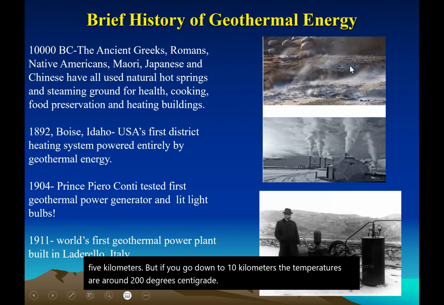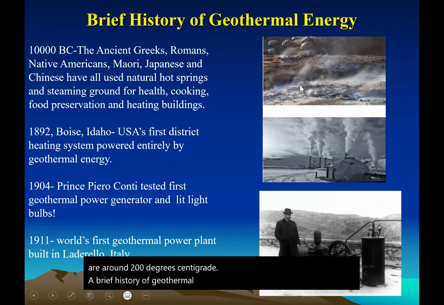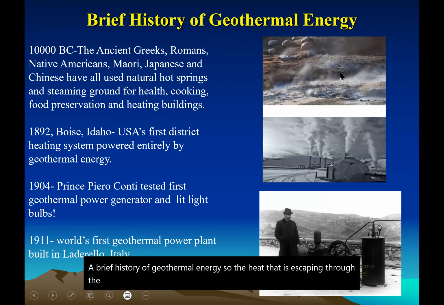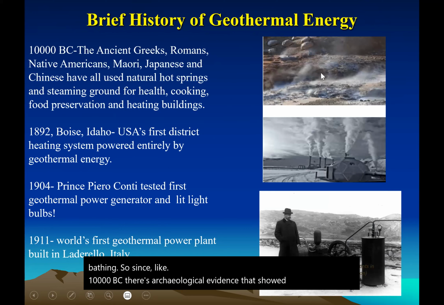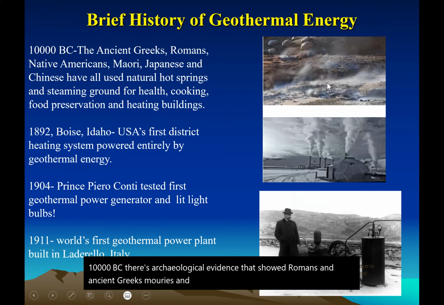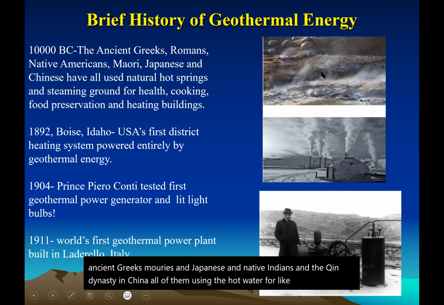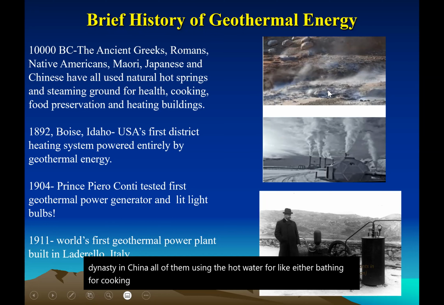A brief history of geothermal energy. The heat that is escaping through the cracks and fissures on the Earth's crust was directly used for bathing. Since like 10,000 BC, there's archaeological evidence that showed Romans and ancient Greeks, Maoris and Japanese and native Indians, and like the Qin dynasty in China, all of them using the hot water for either bathing, for cooking, for preserving the food, and for also warming their homes.